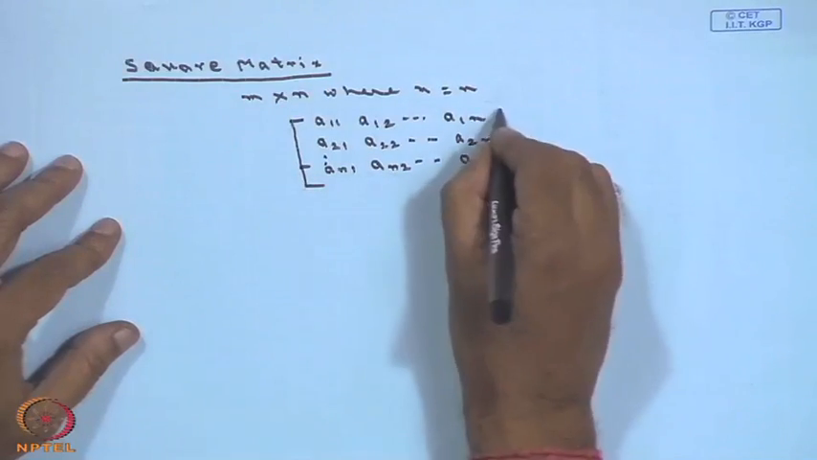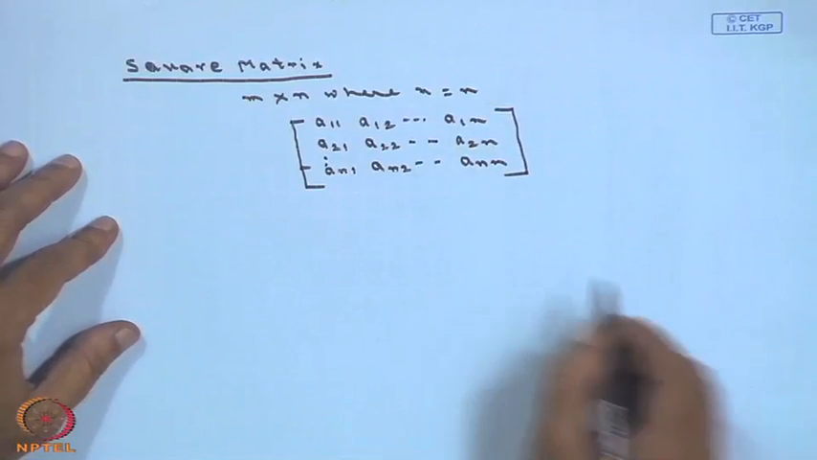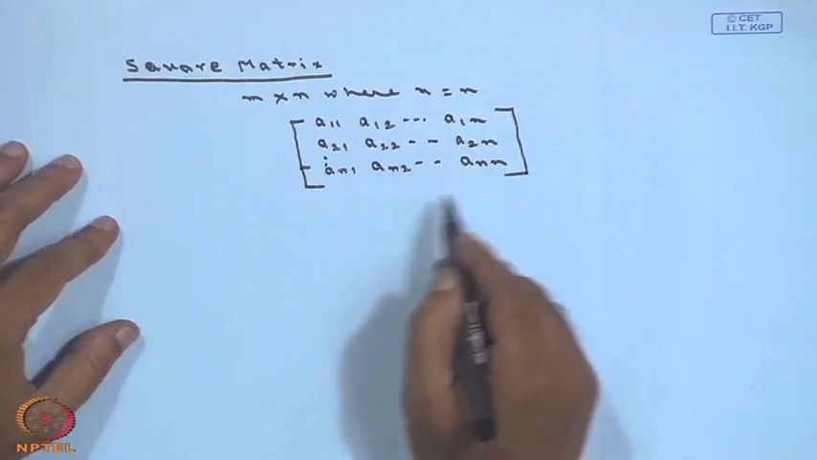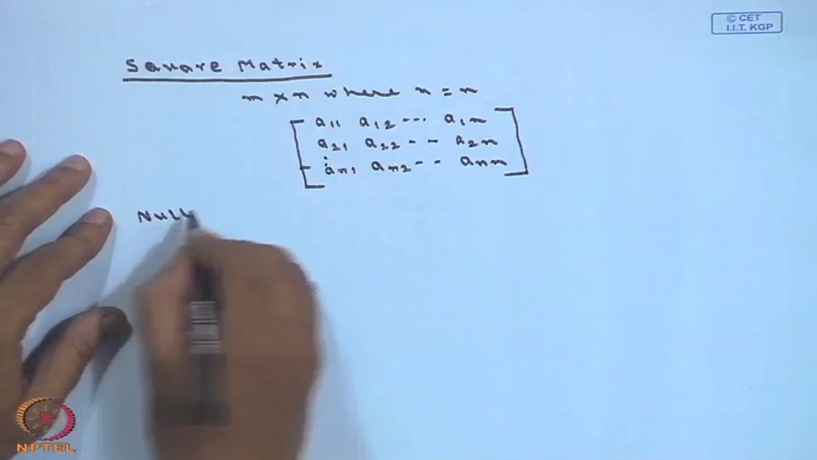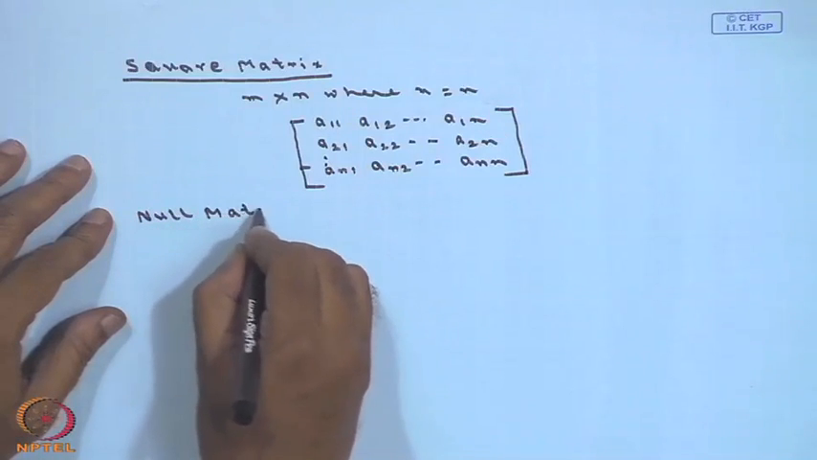So, this matrix is the square matrix which has n rows and n columns. Next, there comes the null matrix.